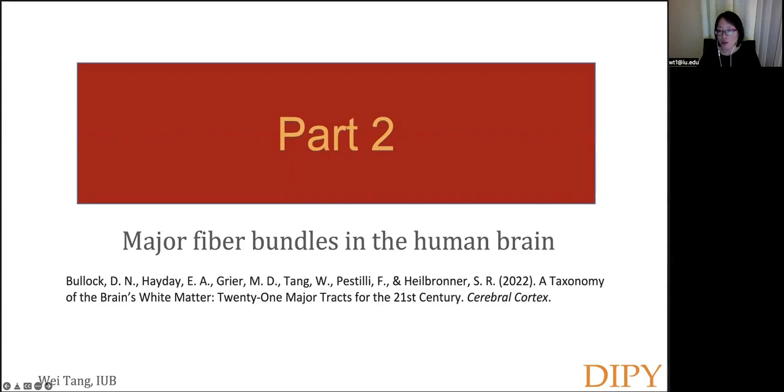The content we will cover here is based on the review paper by Bullock et al. published in Cerebral Cortex in 2022. It covers 21 bundles about their morphology and related function and disease. You can refer to this paper for more information if you are interested.